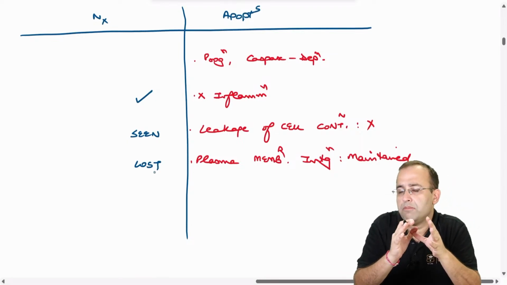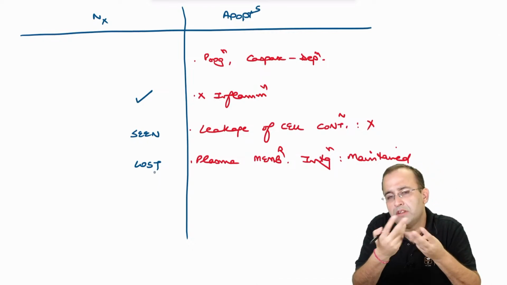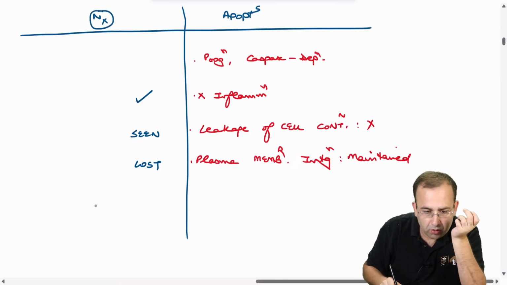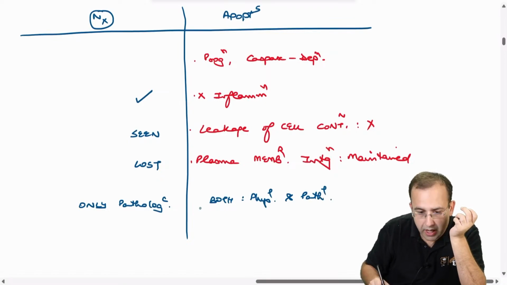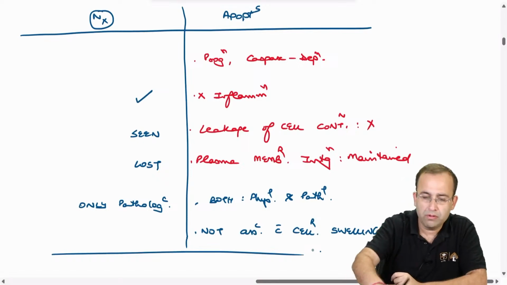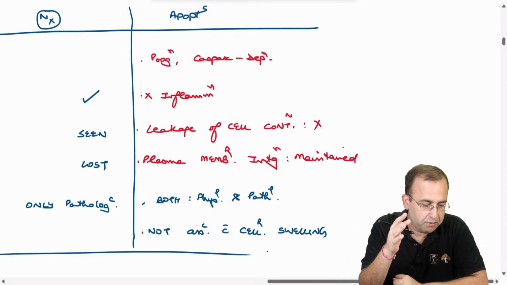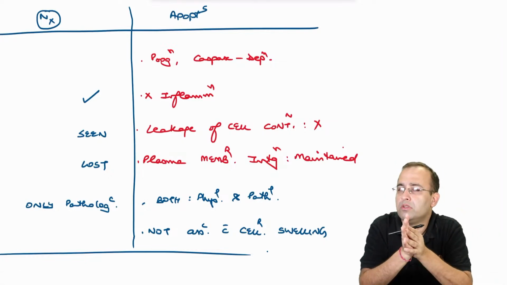All these three points are the same. If inflammation is taking place, leakage of cell contents will be seen and plasma membrane integrity will be lost. That is necrosis. It is only pathological, versus apoptosis, which is both physiological and pathological. And lastly, extremely important, apoptosis is not associated with cellular swelling. Recent NEET PG MBBS segment PYQ, easy PYQs are repeated in our paper also. So this was the master table of necrosis versus apoptosis.